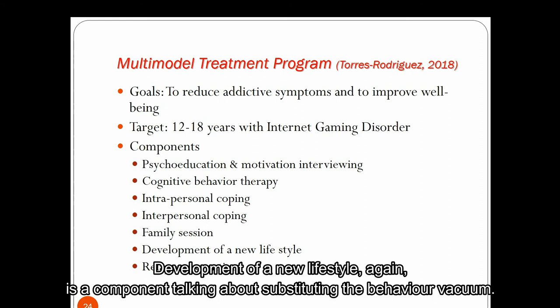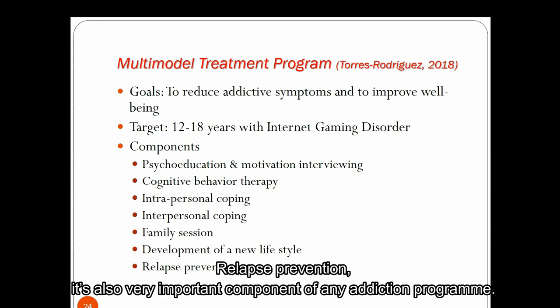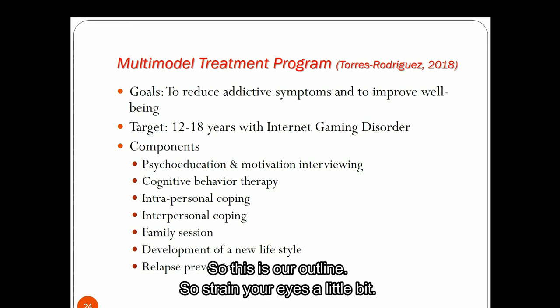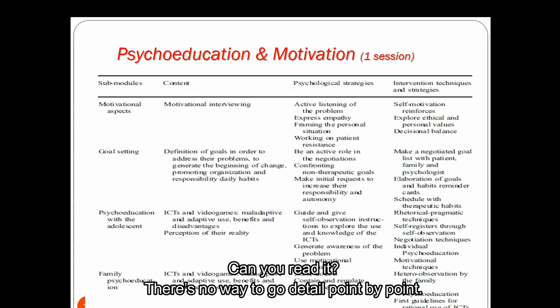Development of a new lifestyle is a component about substituting the behavioral vacuum. If they don't do internet gaming, what do they do? Relapse prevention is also a very important component of any addiction program. So this is our outline. Strain your eyes a little bit. Can you read it? No, there's no way to go into detail, it's point by point.